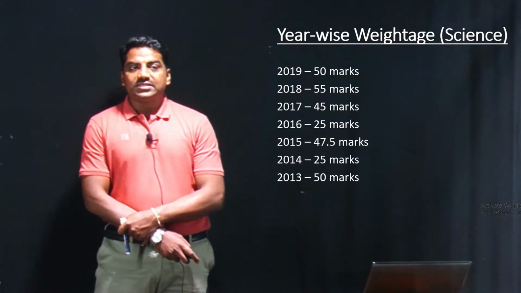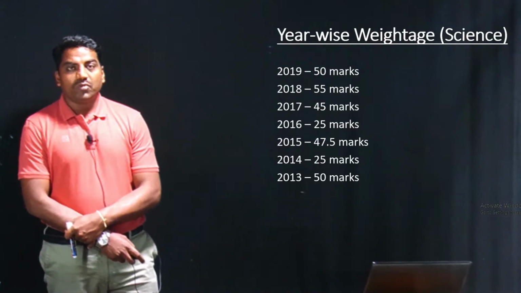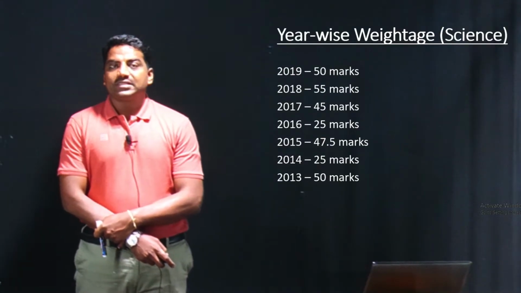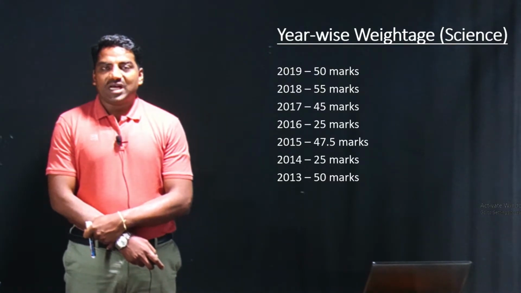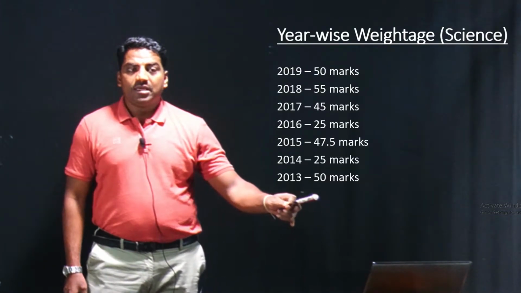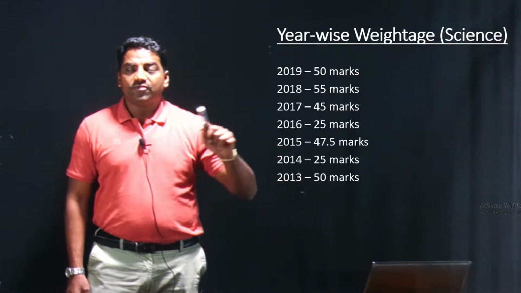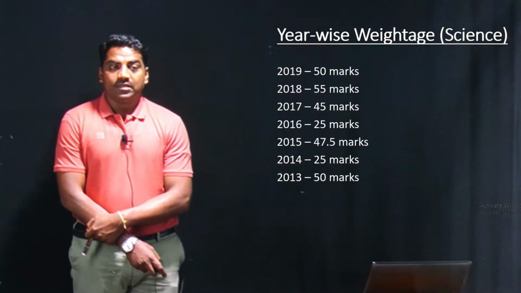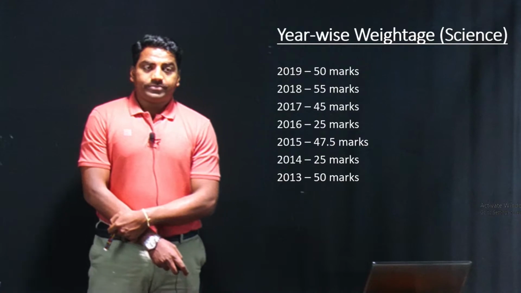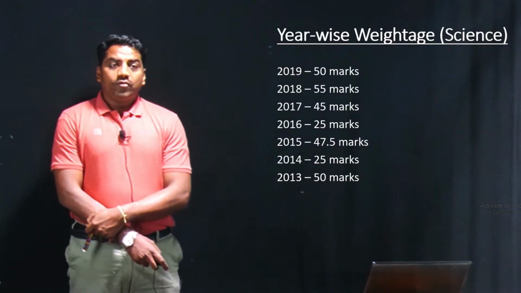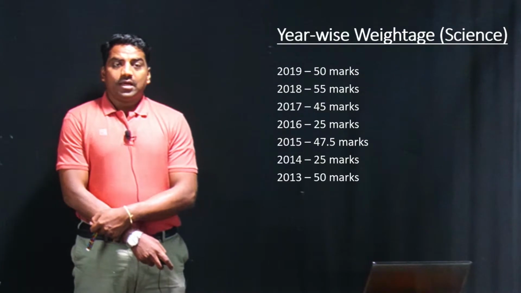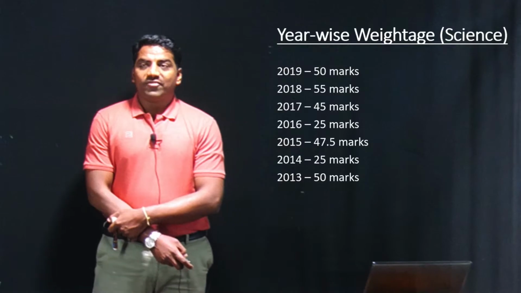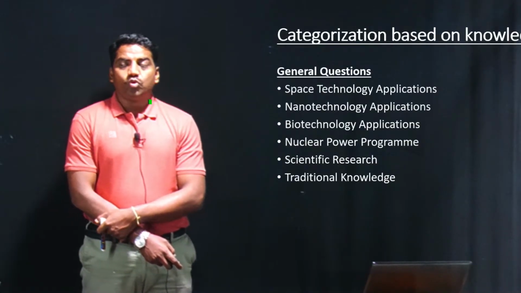That year only 2 questions had come. In 2015, around 4 questions again, the weightage was 47.5 marks. In 2014, 25 marks, and 2013, 50 marks. Barring 2013, if you look at the years from 2014 to 2019, there is a general pattern. There is a pattern which we can easily decode, and we will get to know the variety of questions that are being asked. And based upon this, we have divided the questions into 2 parts.